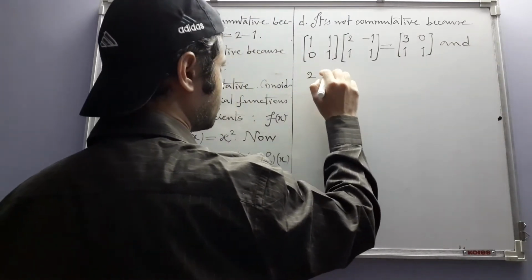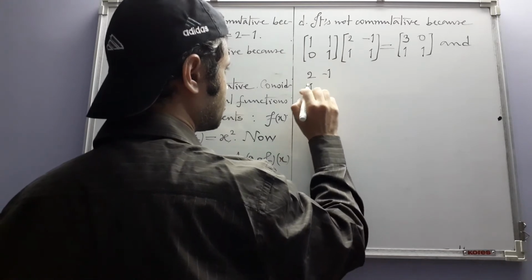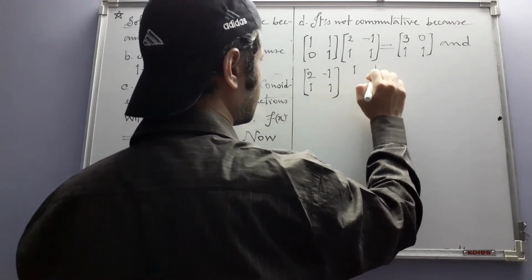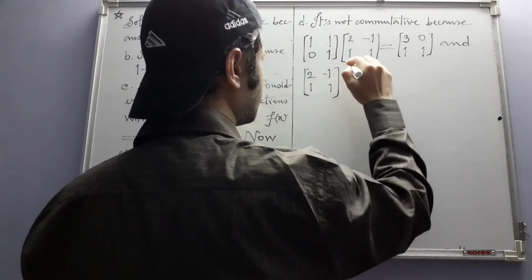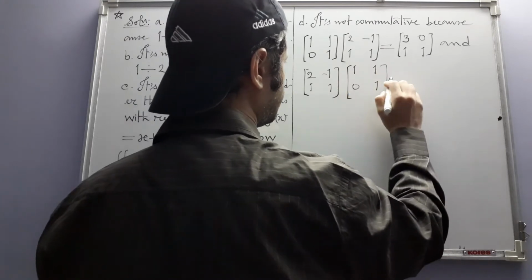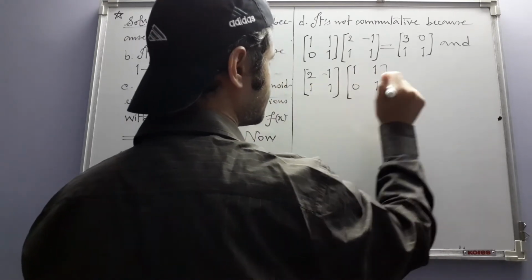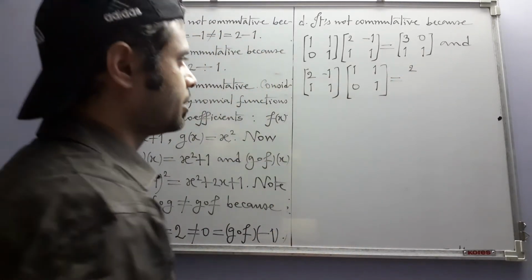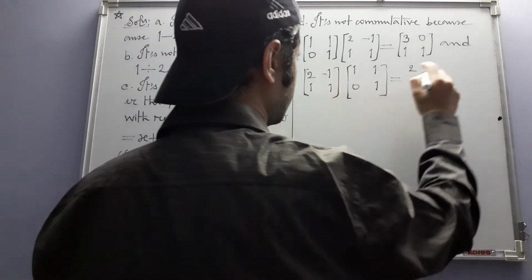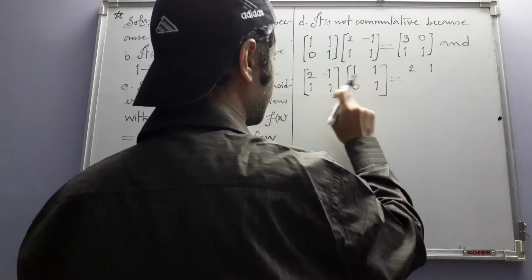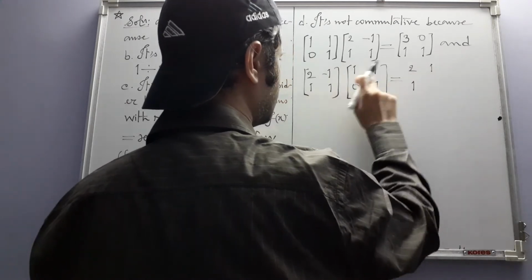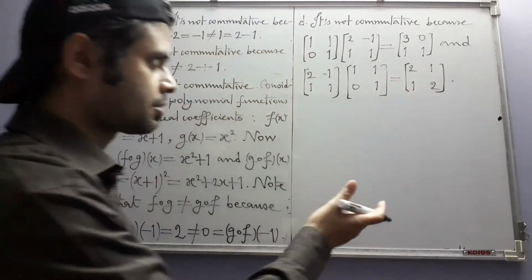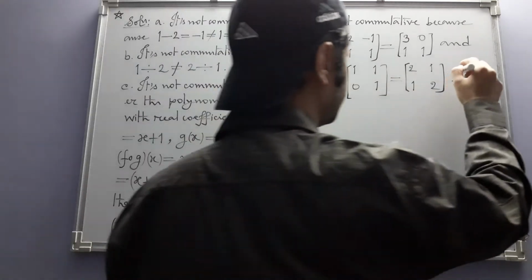Now if we change the order of these matrices, then we get 2 plus 0, 2. So in the very first row, first column entry itself, they are different. 2 minus 1, 1. 1 plus 0, 1. 1 plus 1, 2. So that's why this operation is also not commutative.